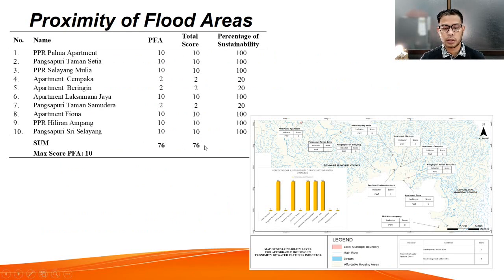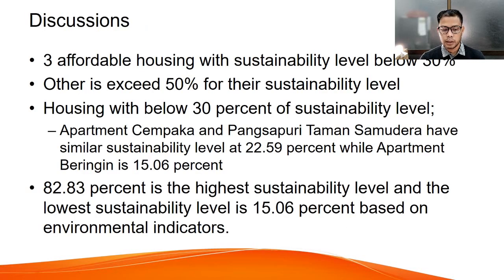The summary is 76, and the percentage of sustainability we can see here from the environmental aspect. Most of the affordable housing in this study area have a higher percentage of sustainability. Only 3 affordable housing have a lower percentage of sustainability, below 30%. For the other affordable housing, the sustainability level from the environmental aspect exceeds 50%.